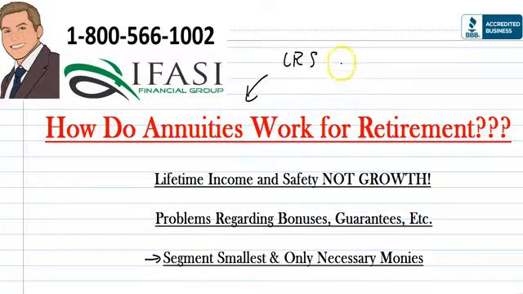With that being said, you have restrictions with annuities. You have cap rates. You have surrender charges. You have all these different aspects where you only want to leverage the smallest amount of dollars and only as much as necessary for your goal.